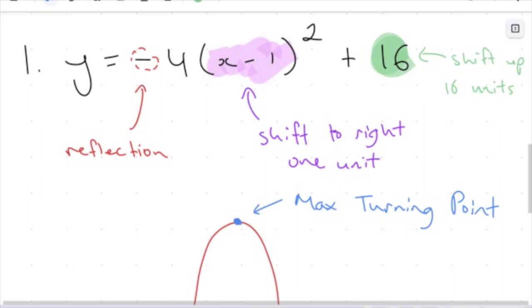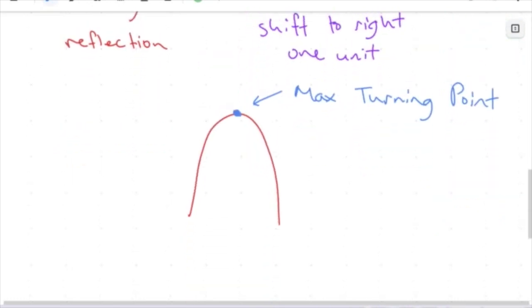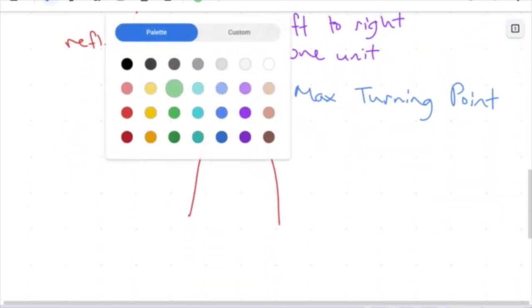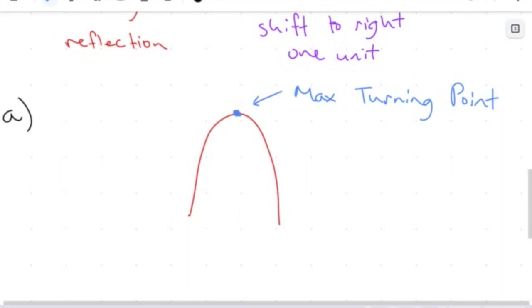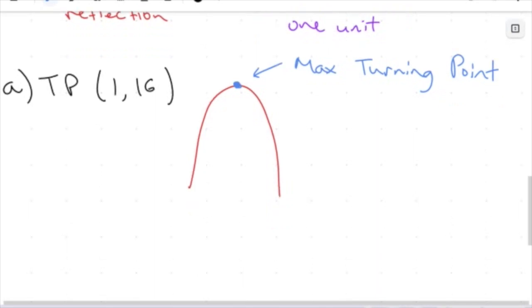My horizontal translation, this x minus 1, tells us what the x coordinate of my vertex is going to be, and my 16 tells me the y coordinate. So my vertex, or my turning point, sorry, the coordinates of my turning point are going to be 1 and 16. Now, we will obviously look at how this is going to look once we end up drawing it.